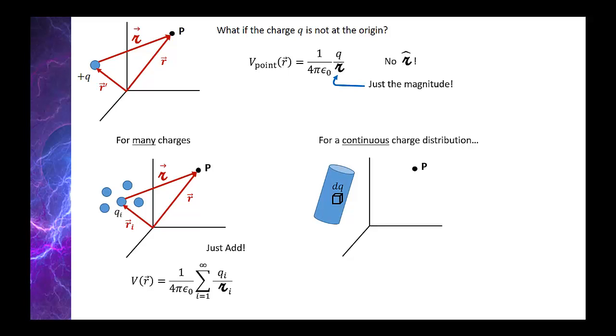For a continuous charge distribution, well, a continuous charge distribution is just a continuum limit of many charges. And so we imagine cutting up the continuous charge distribution into little pieces dq, and then we construct little vectors r and r prime for that little bit of charge dq, and then a curly r for that little bit of charge dq. And the electric potential is then the integral of dq over curly r with the 1 over 4 pi epsilon naught out front. Again, this looks very similar to the expression we would have had for an electric field of a continuous charge distribution, but again, without any vectors.